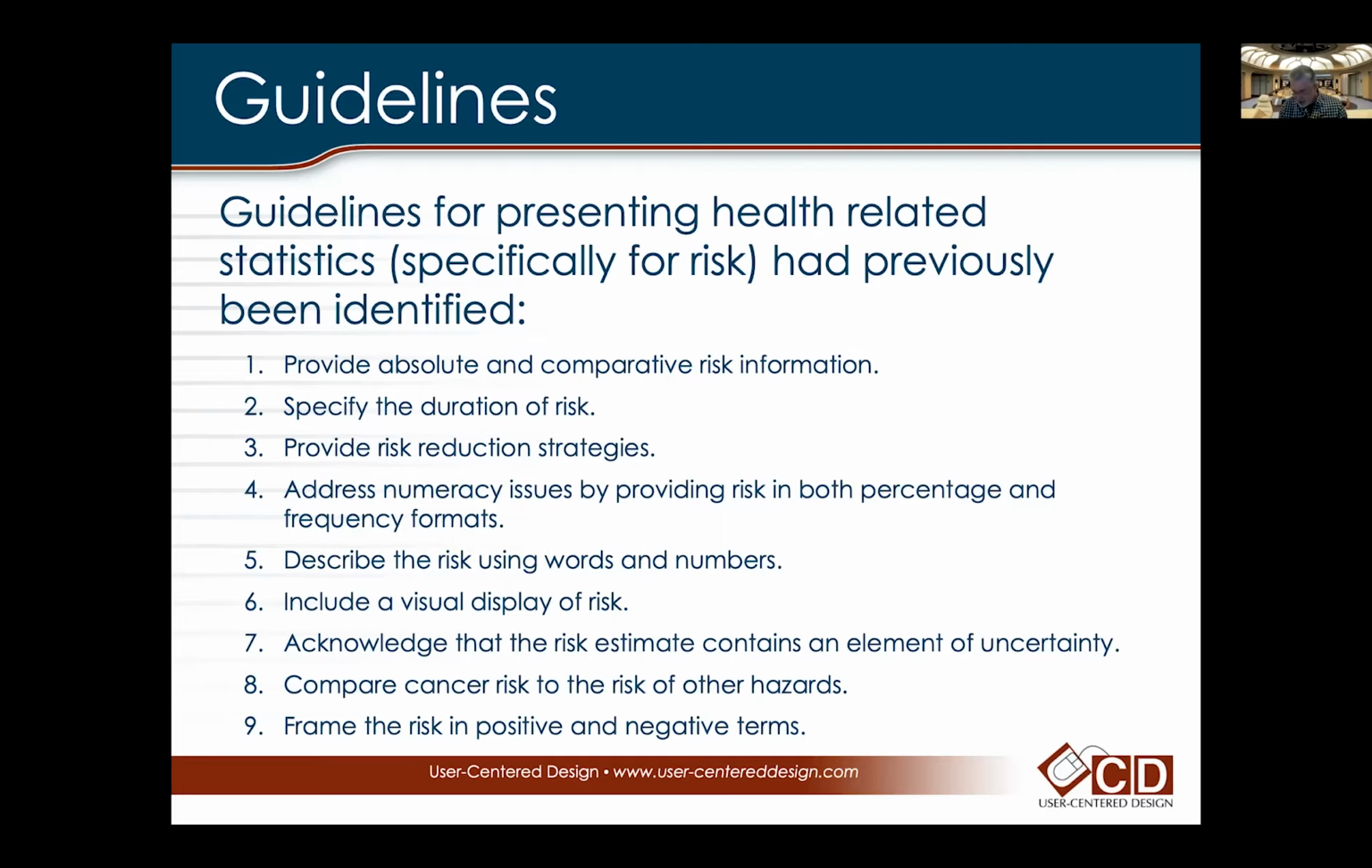The risk estimate containing a level of uncertainty was actually a research finding, and so we knew we wanted to address that. Basically, what the research had concluded was that the more precisely you state the data, the less people believe it. So if you were to state to somebody that their risk was 17.315%, people would look at that information and believe that it just doesn't make any sense. You can't possibly predict at that level.